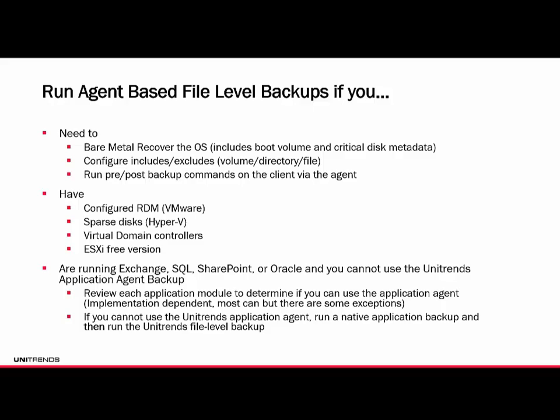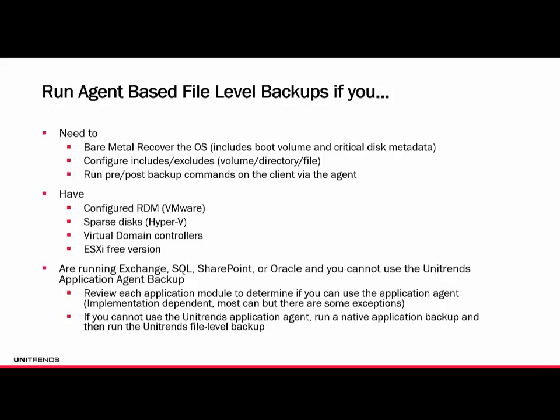Also run agent-based file level backups if you're running any Exchange, SQL, SharePoint, or Oracle, and you can't use the Unitrends application agent. Make sure you're running file level backups across those machines. In the Exchange, SQL, SharePoint, or Oracle instance where you can't use our application agent, you want to make sure that you're running some sort of maintenance routine and dumping a flat file out, and we're going to pick up that backup in our file level backup.